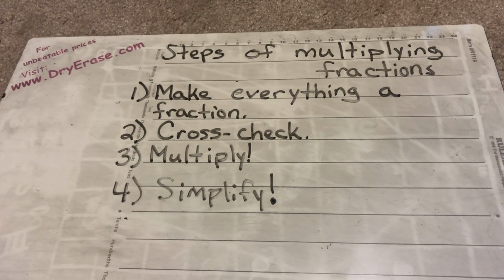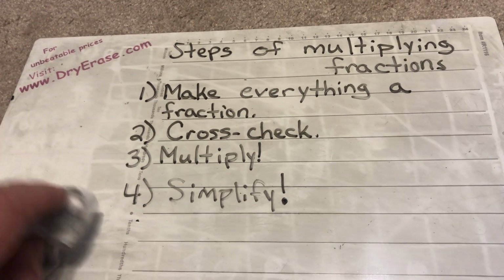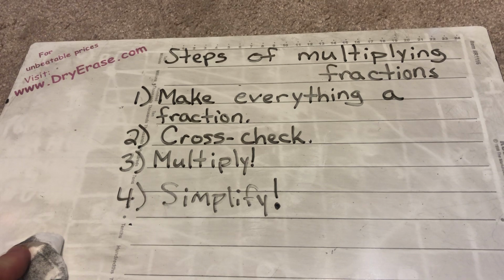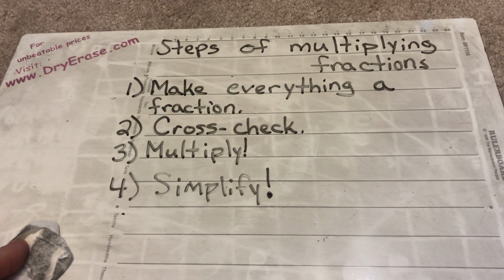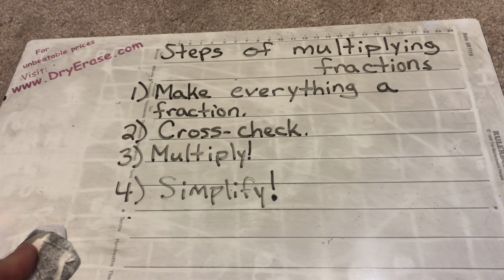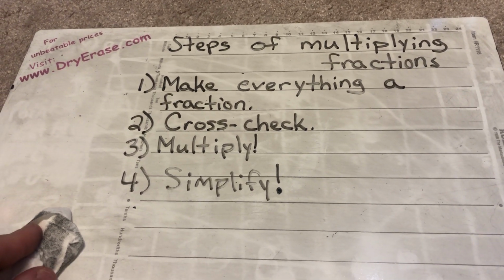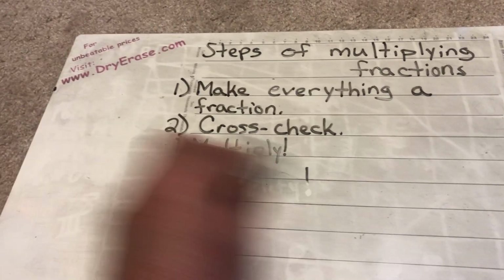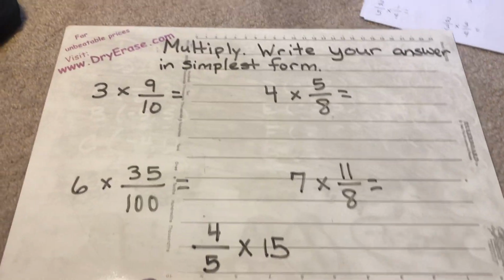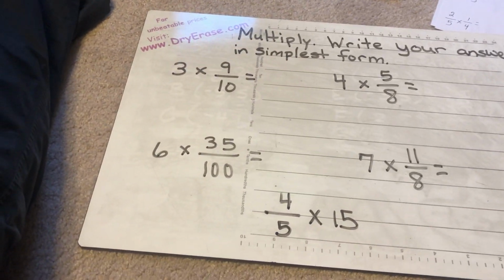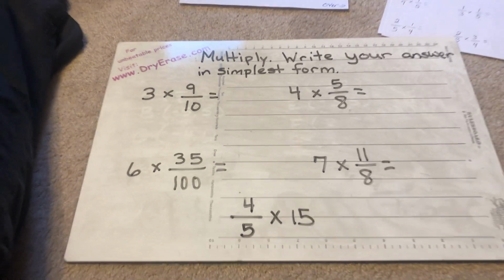So pause, take a screenshot, do whatever you need to do, because I'm going to need this board later on in this same video. So if you haven't paused yet or taken a screenshot, you're going to now need to rewind in order to be able to do that, because now I'm clearing that out. But those steps: make everything a fraction, cross-check, multiply, simplify.